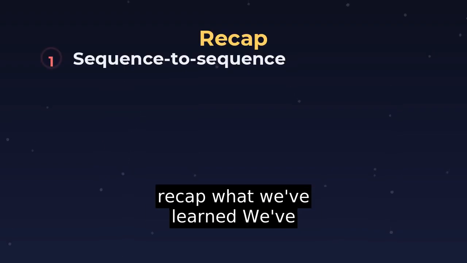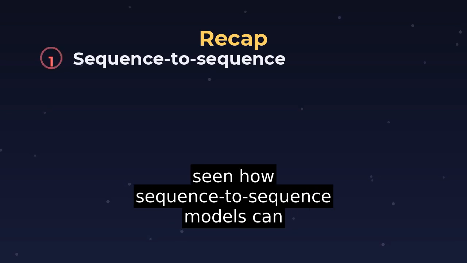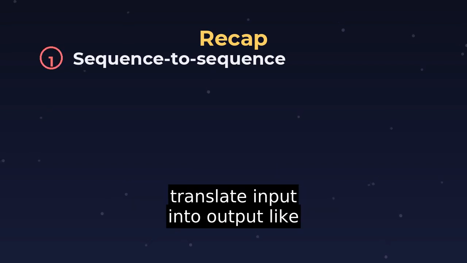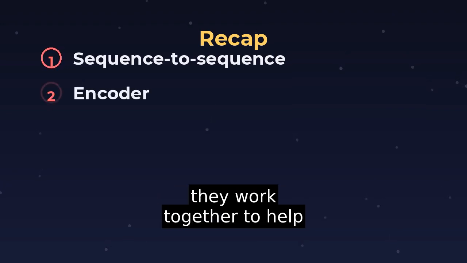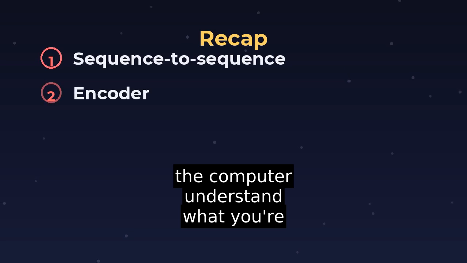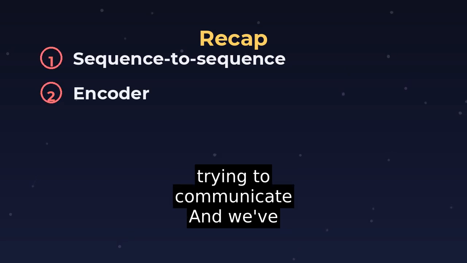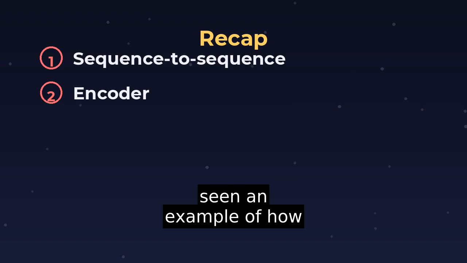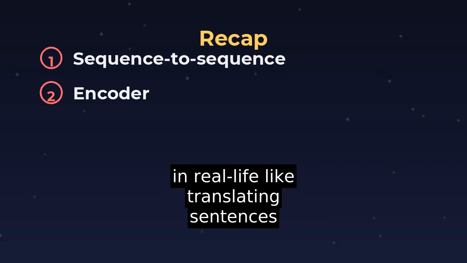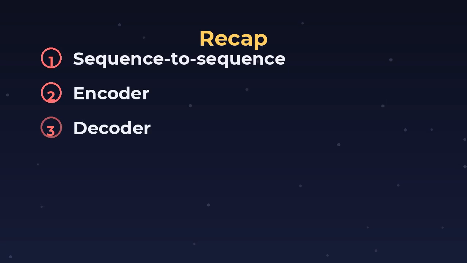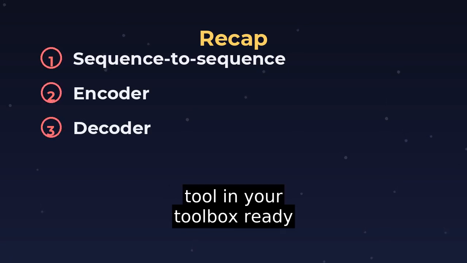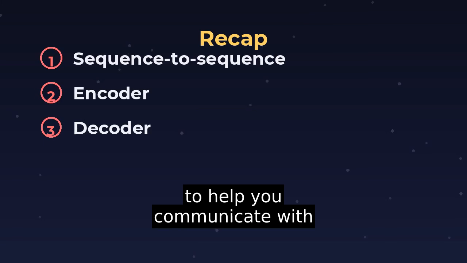So, let's recap what we've learned. We've seen how sequence-to-sequence models can translate input into output, like languages. We've learned about the encoder and decoder, and how they work together to help the computer understand what you're trying to communicate. And we've seen an example of how this technology can be used in real life, like translating sentences from one language to another. It's like having a powerful tool in your toolbox, ready to help you communicate with anyone, anywhere in the world.